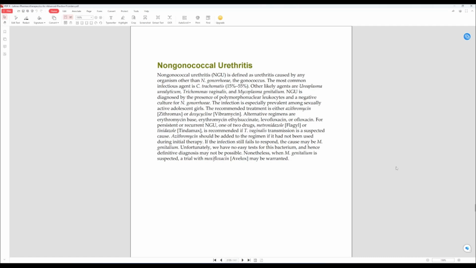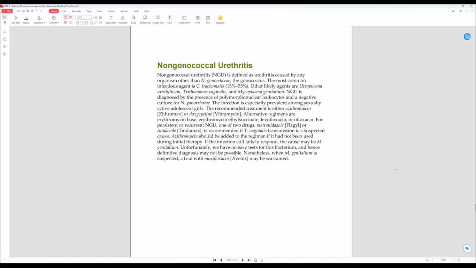The infection is especially prevalent among sexually active adolescent girls. The recommended treatment is either azithromycin or doxycycline. Alternative regimens are erythromycin base, erythromycin ethylsuccinate, levofloxacin, or ofloxacin. For persistent or recurrent NGU, one of two drugs, Flagyl or tinidazole, is recommended if T. vaginalis transmission is a suspected cause.